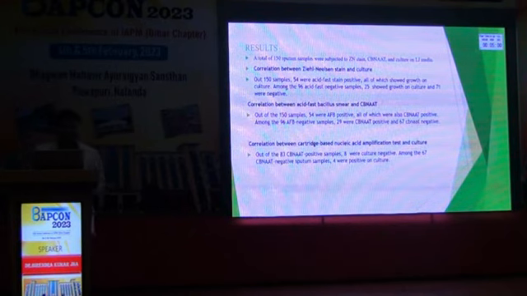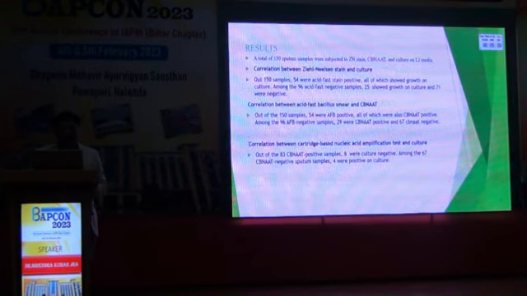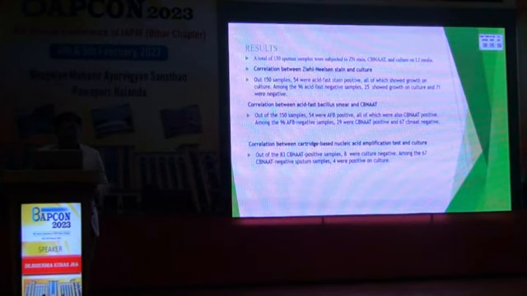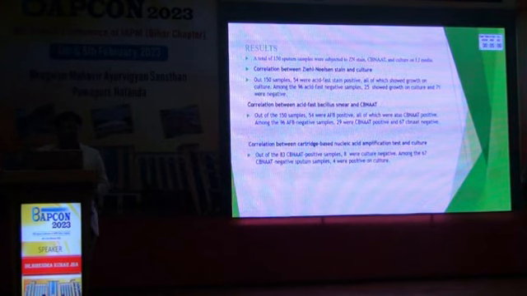A total of 150 samples were subjected to ZN stain, CBNAAT and culture. Correlation between ZN stain and culture: out of 150, 54 were acid-fast positive, all of which showed growth on culture. Among 96 acid-fast negative samples, 25 showed growth on culture and 71 were negative. Then AFB smear and CBNAAT: out of 150 samples, 54 were AFB positive, all of which were also CBNAAT positive. Among 96, 29 were CBNAAT positive and 67 CBNAAT negative.